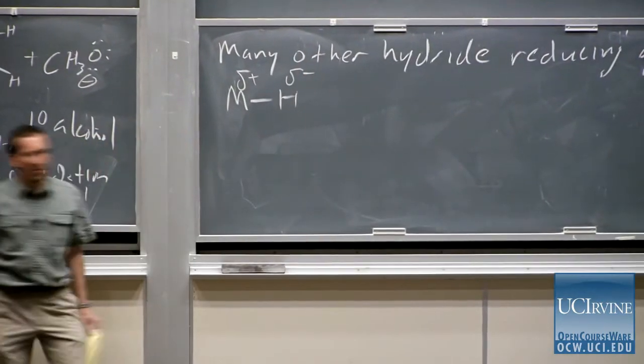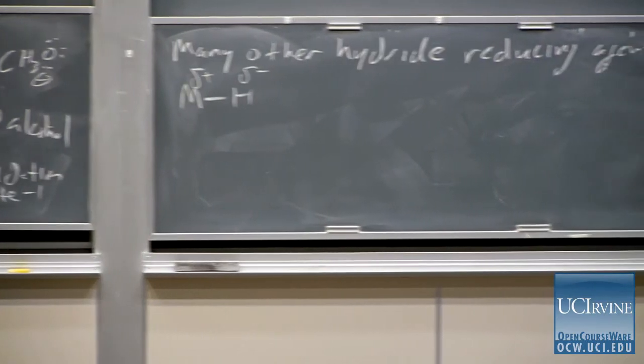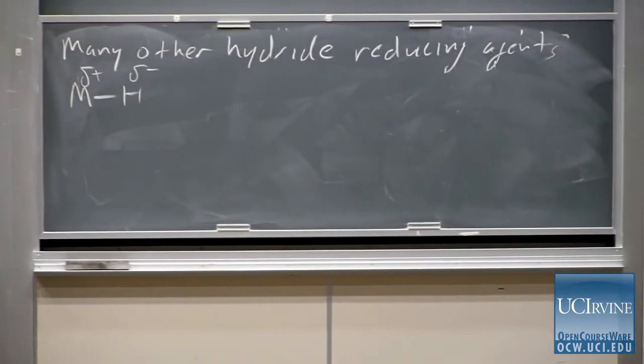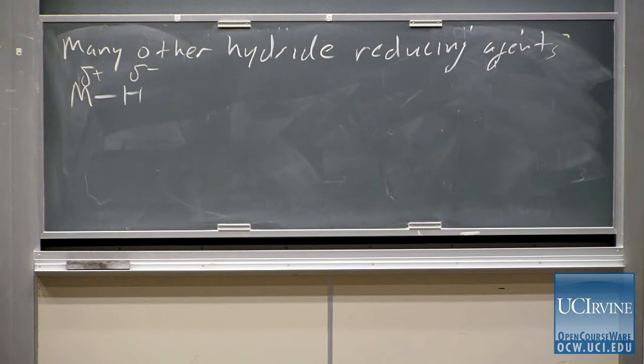usually as a polar covalent bond where you have M with a partial positive charge and hydride with a partial negative charge. By broadly defined, I mean that boron is kind of a metal or a metalloid, aluminum is a metal, and there are many, many others.